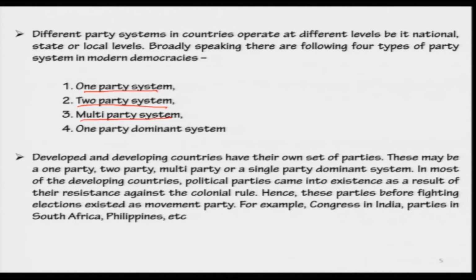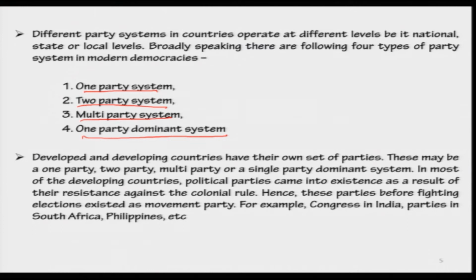However, there is one more party system which is one party dominant system. That means, there may be the presence of many parties or multiple parties, but it will be one party which dominates or captures the state powers, institutions and social groups in dominating the affairs of the polity and the democracy in that society. So, broadly speaking, these are the four types of party system depending upon the number of political parties that exist in a particular polity. Developed and developing countries have their own set of parties, and these may be a one party, two party, multi-party or a single party dominant system depending upon, as I have said, the number of parties that exist.